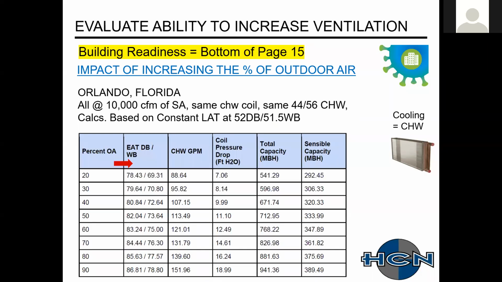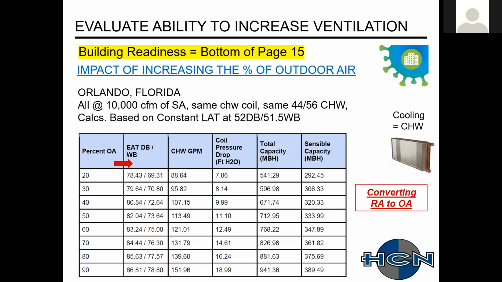Here's the chart that comes right out of the guidelines. On the left, you have your percentage of outside air. What they did is they started at 20% and increased it all the way to 90%. Next is your entering air dry bulb. As expected, as you've increased the amount of outside air and reduced the amount of return air, our mixed air temperature rises. They've allowed the GPM to increase to satisfy that 52 degree dry bulb and 51 degree wet bulb. With an increase in GPM, we have an increase in water pressure drop through the coil, as expected. And then with the increase in GPM, you can see that the total capacity that's required to maintain that 52 and 51 degrees has increased.